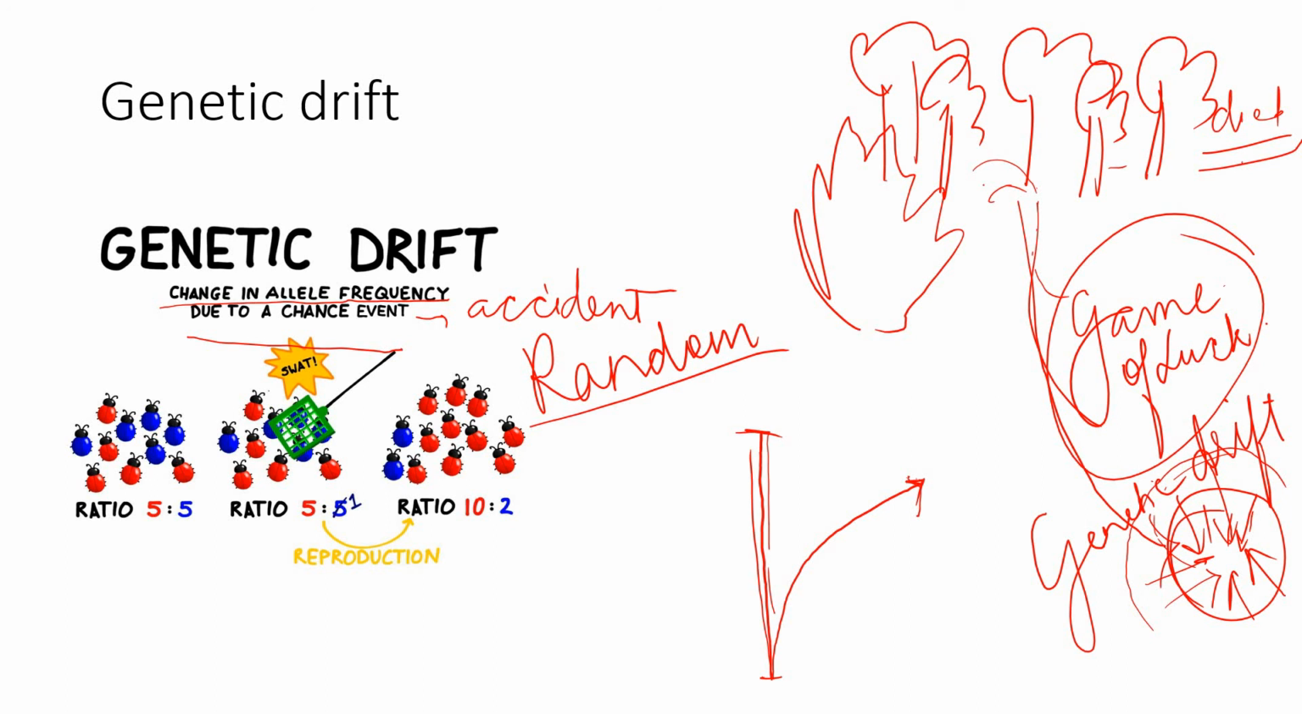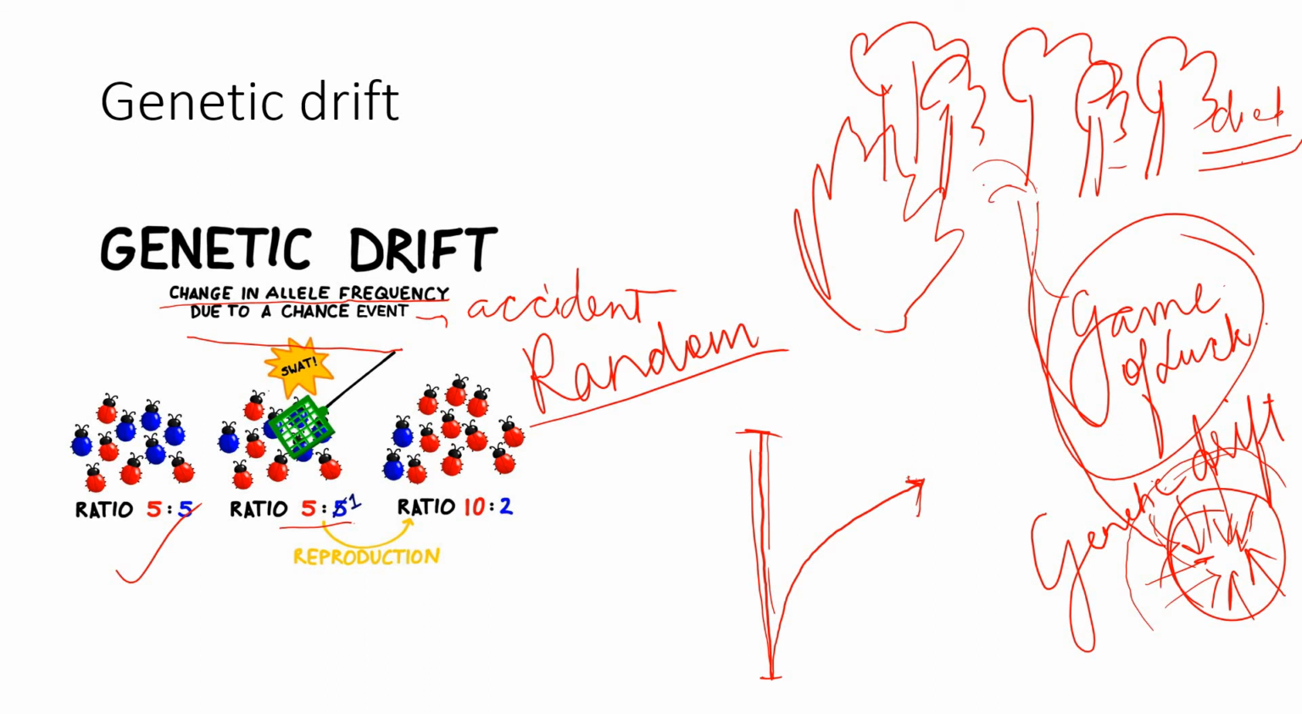If you see in this picture, there are how many? There are 5 red beetles and 5 blue beetles. Okay, now what has happened is that someone has killed the blue beetles. So the ratio has come out to be 5 red beetles and now only 1 blue beetle survives here. Okay, and then whatever population is there, is by luck, by chance.